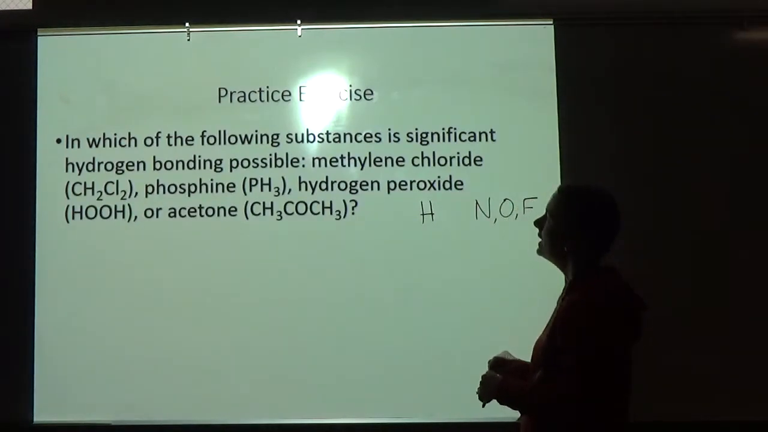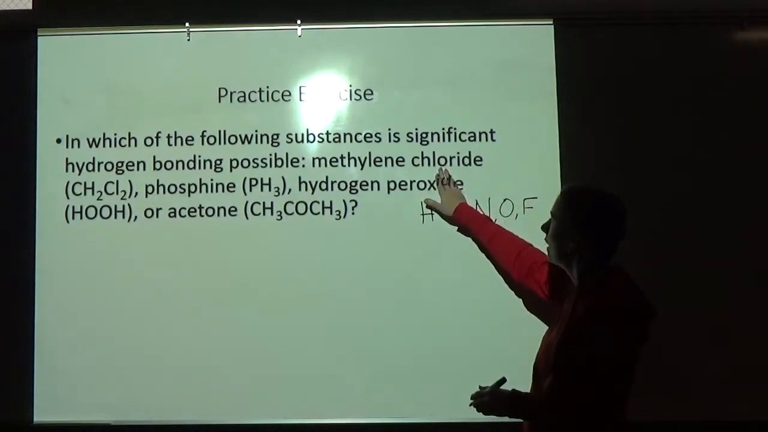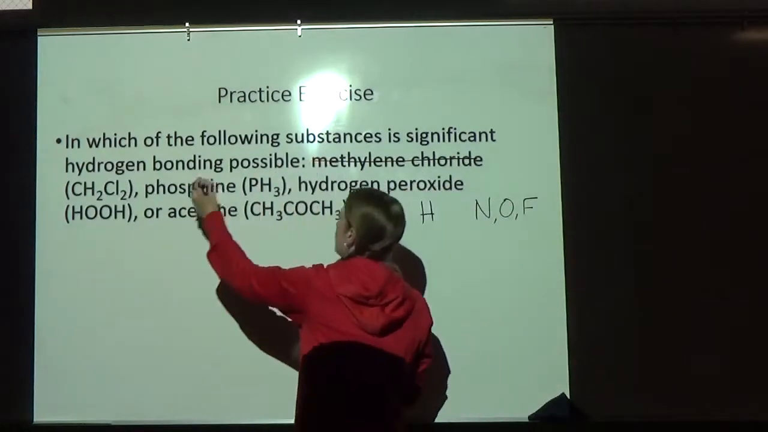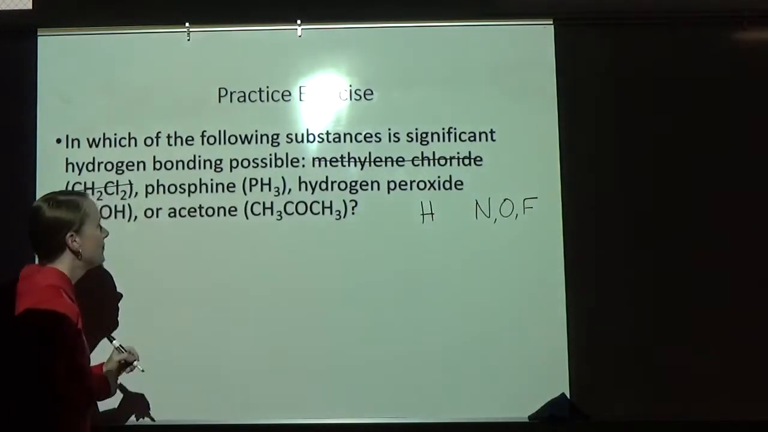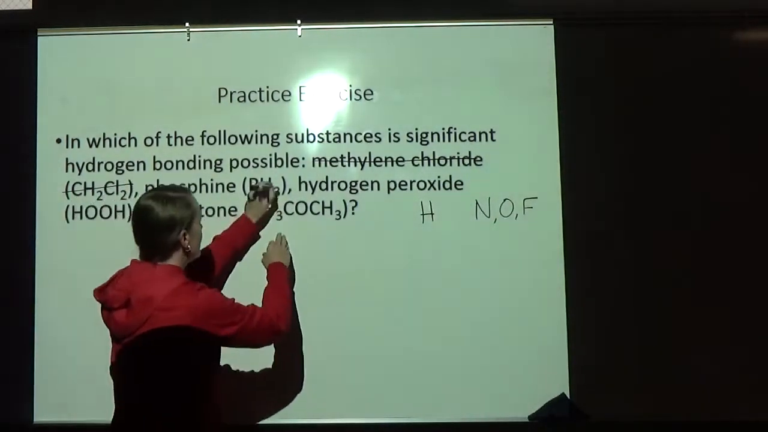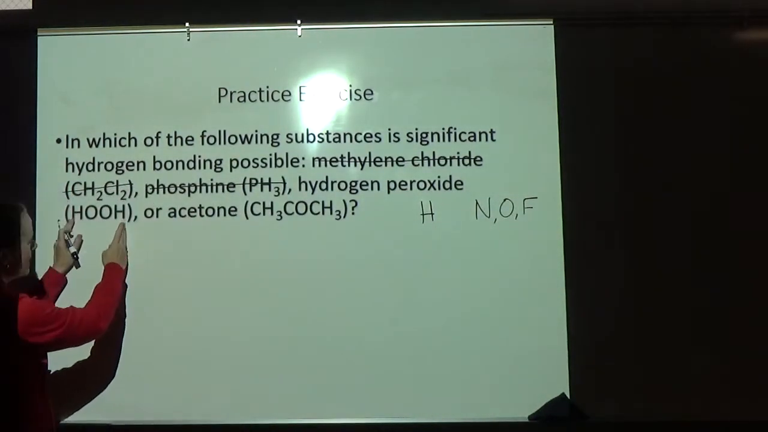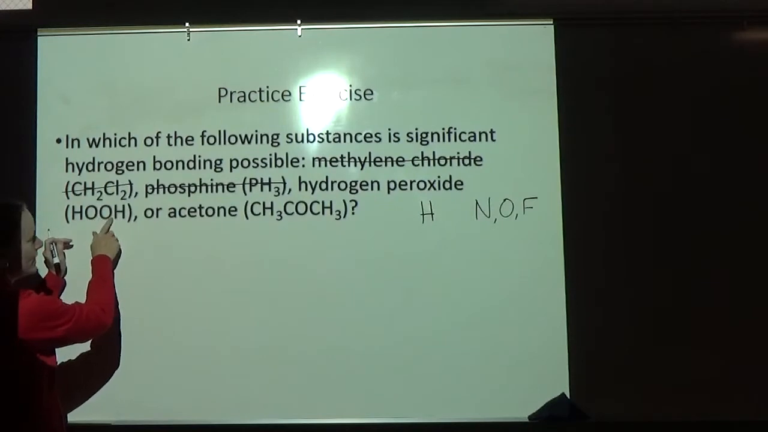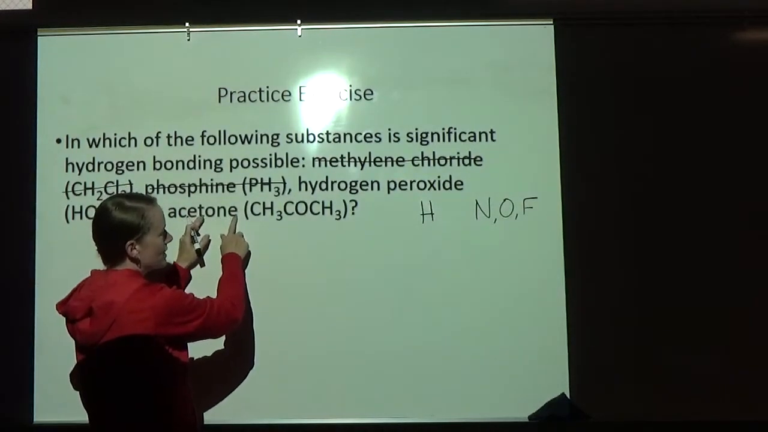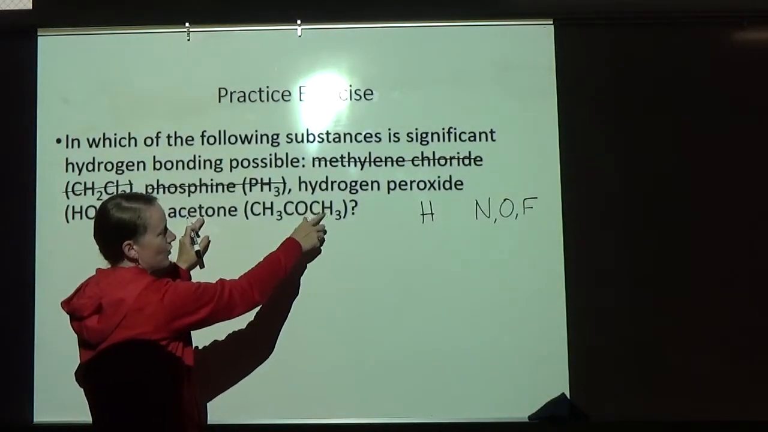I can discount methylene chloride because it's hydrogen with C and Cl. I can discount phosphine because it's hydrogen with P. I have to keep hydrogen peroxide as a choice because it does have O and H. I have to keep acetone as a choice because it also has O and H.